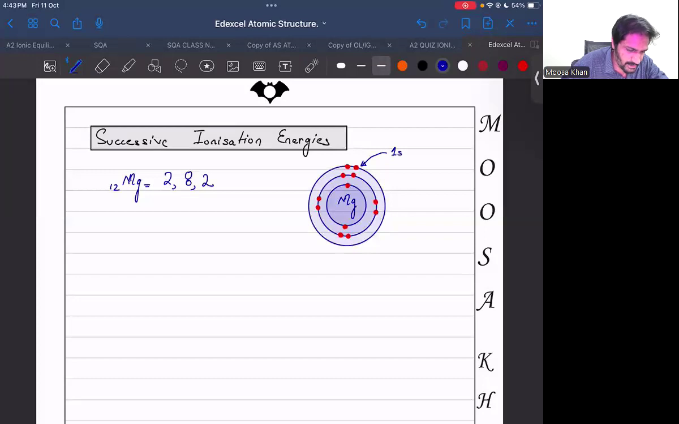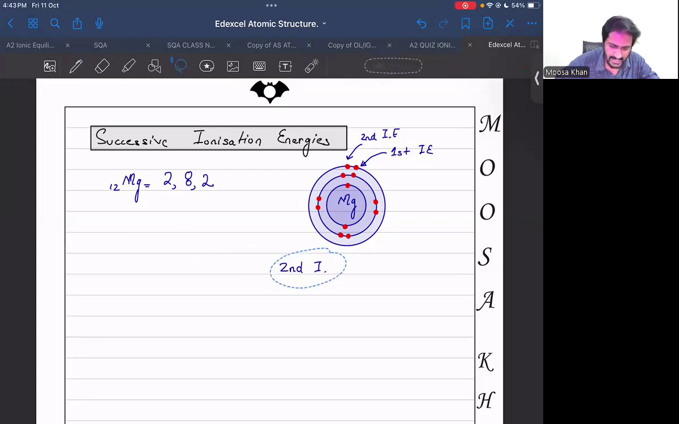And after removing this electron, when you have to remove the second electron from the magnesium atom, that would be your second ionization energy. Again, we won't just study ionization energy for one magnesium atom, we would consider 1 mole of magnesium atoms. So it would be the energy required to remove 1 mole of electrons from 1 mole of magnesium atoms to form 1 mole of magnesium ions. So what do you think? Which ionization energy would be greater, the first or the second? The second ionization energy of magnesium would be greater than its first ionization energy.